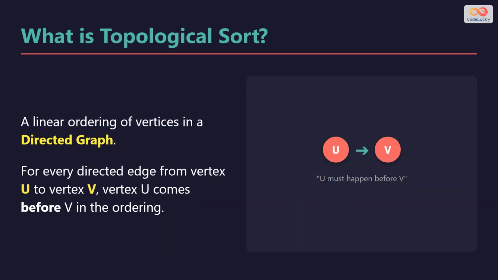First, let's define what we are trying to achieve. Topological sorting provides a linear ordering of vertices in a directed graph. The rule is strict but simple. For every directed edge from vertex U to vertex V, vertex U must appear before vertex V in the ordering. Think of it as organizing a list where a parent always comes before its child.